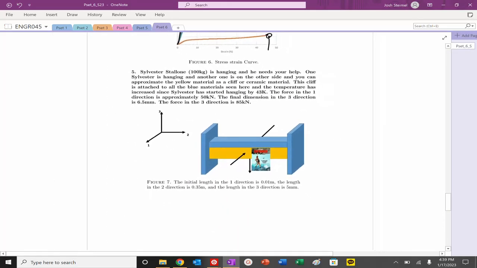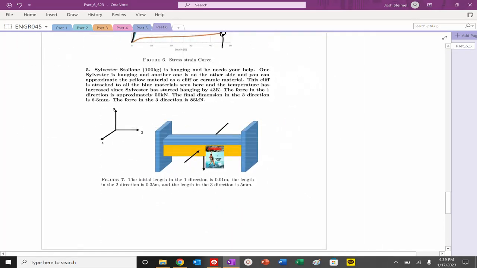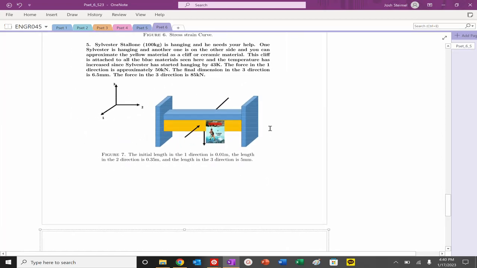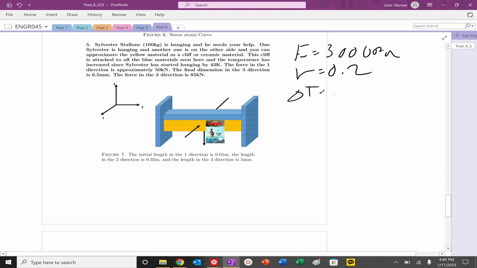So we are working with Sly Stallone on the classic movie Cliffhanger. So we're hanging on this side. We're hanging on the other side. We can approximate the yellow material as a ceramic. So Young's modulus is equal to 300 GPa. My nu is equal to 0.2. Attached to the blue walls seen here, the temperature has increased.